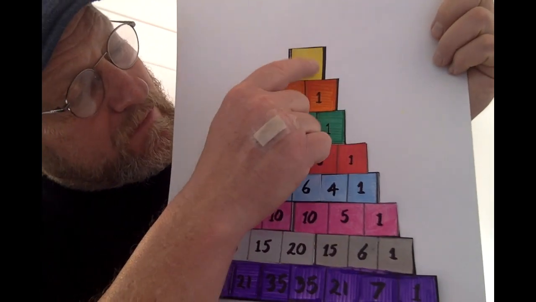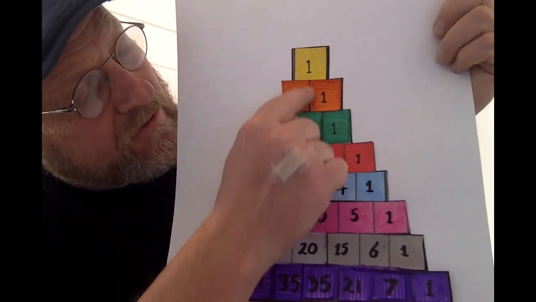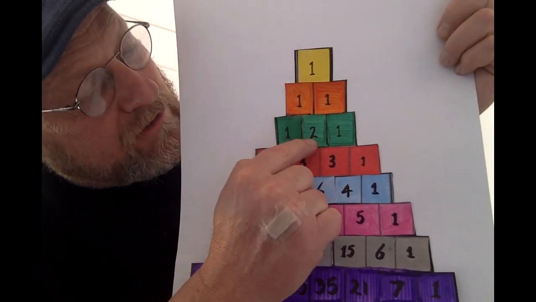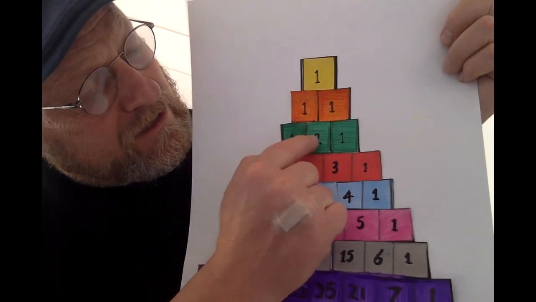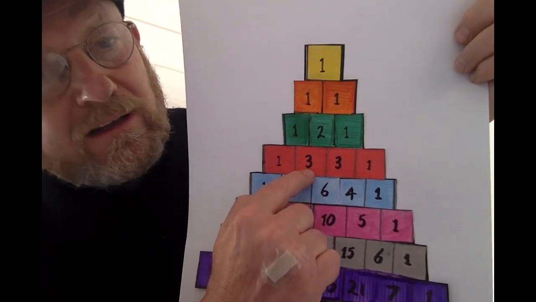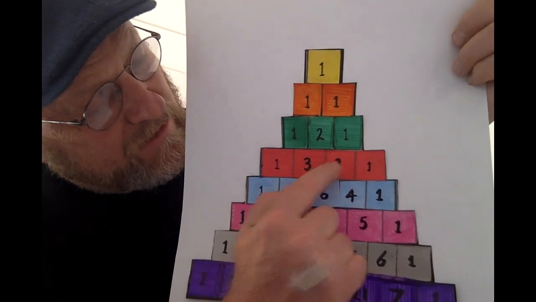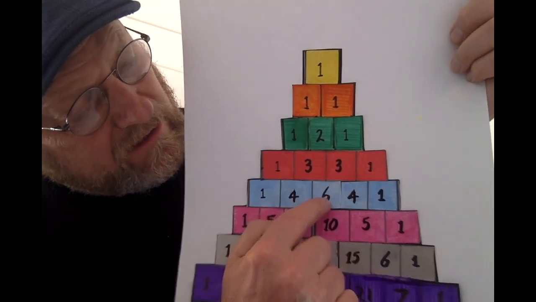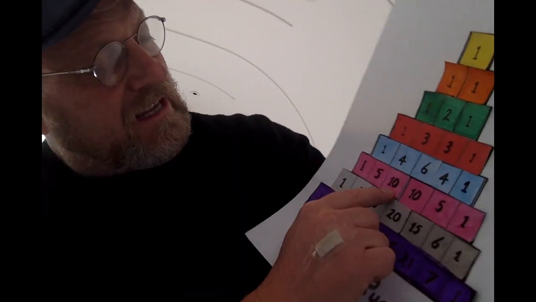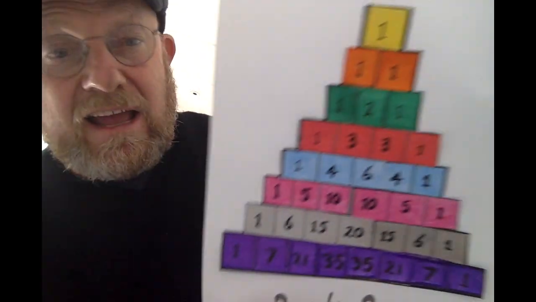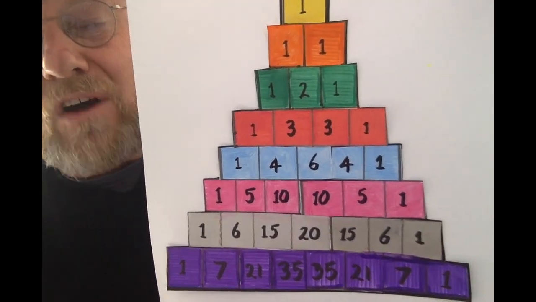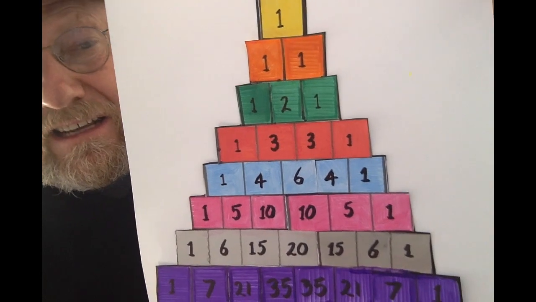So 1 and 1, if you draw the line down the middle, equals 2. 1 and 2, if you draw the line down the middle, equals 3. 3 and 3, line down the middle, equals 6. 4 and 6 equal 10. Okay, and so on. I want you to find the patterns. And I want you to answer a couple of questions for me when you do.